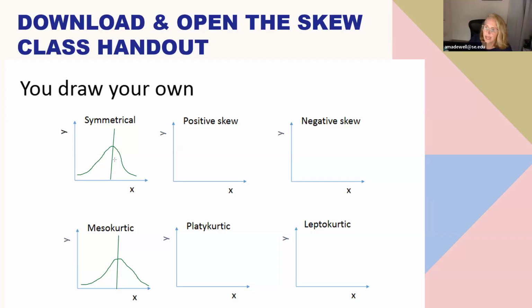If we draw a line cutting it in half and we fold the piece of paper over, they would be equivalent on each side. And that's super duper helpful. We want our data to look like that.